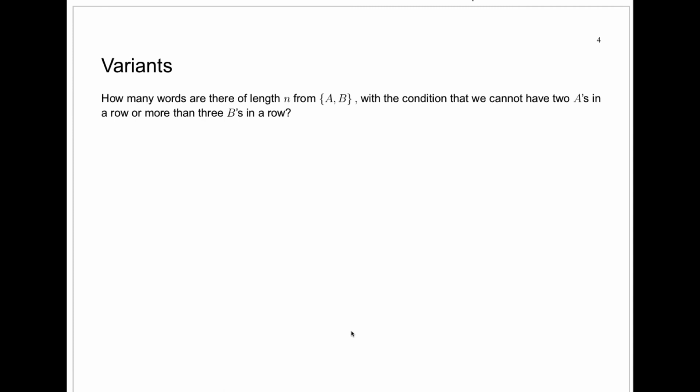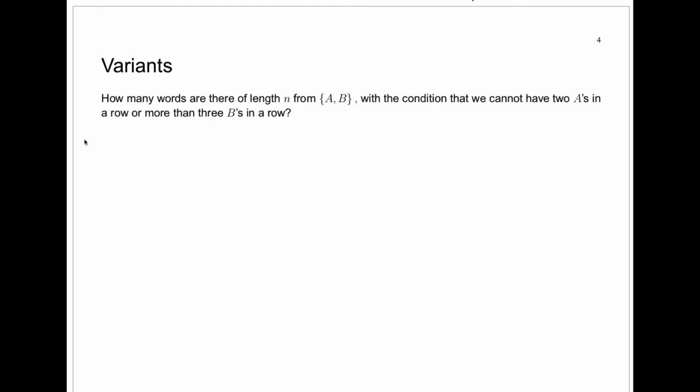We can look at all sorts of different variants, and some of these are looked at in the book. How many words are there? The variant we're going to look at now is how many words are there of length n from the set A, B, with the condition that we cannot have 2 A's in a row, just as before. But now we'll add another condition that we can't have more than 3 B's in a row. So if we put both of these conditions on, how many words can we have? And we want to do a process similar to what we did the last time, but we want to use a more organized way of keeping track of how many words we have.